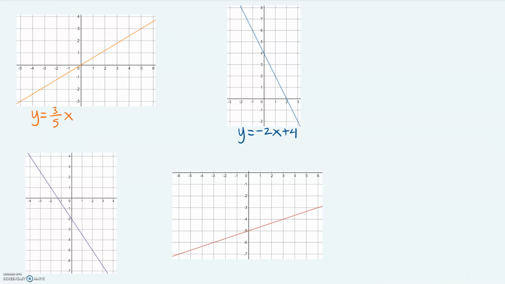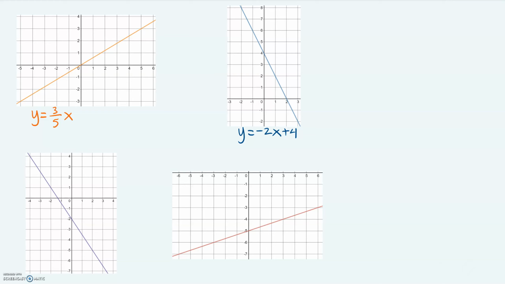All right, here are your answers to the first two graphs. You'll notice that in the first one, it's just y equals 3/5 x, and there's nothing else. That's because my y-intercept is at 0, and I do not need to write +0. You can, that's definitely an option, but it's not necessary. So we just say that it's y equals 3/5 x.